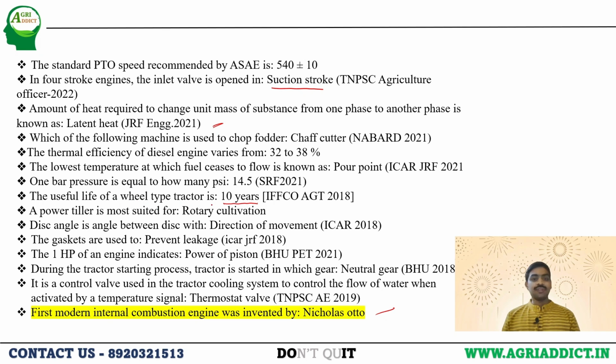And the useful life of the wheel type tractor is around 10 years. And the lowest temperature at which fuel ceases to flow is known as pour point. This is also very important. What is pour point? It is the lowest temperature at which fuel ceases to flow. And thermal efficiency of diesel engine varies from 32 to 38%.